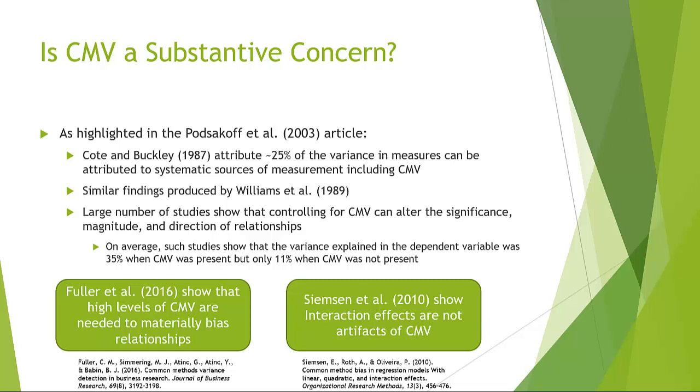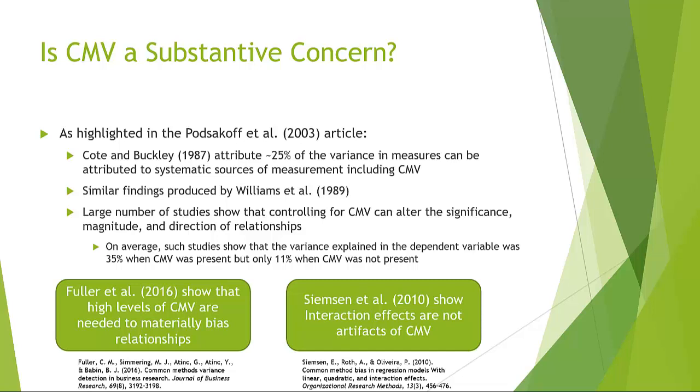Now, although I'm making a big issue of common method variance, and I think it is, I do want to point out that there's another side to this story. Research by Fuller et al. in the Journal of Business Research points out that high levels of common method variance are needed to materially bias relationships, and therefore common method variance might not be as much of a concern as researchers and editors and reviewers are making it out to be. And I think that there's probably quite a bit of truth to Fuller et al.'s statements.